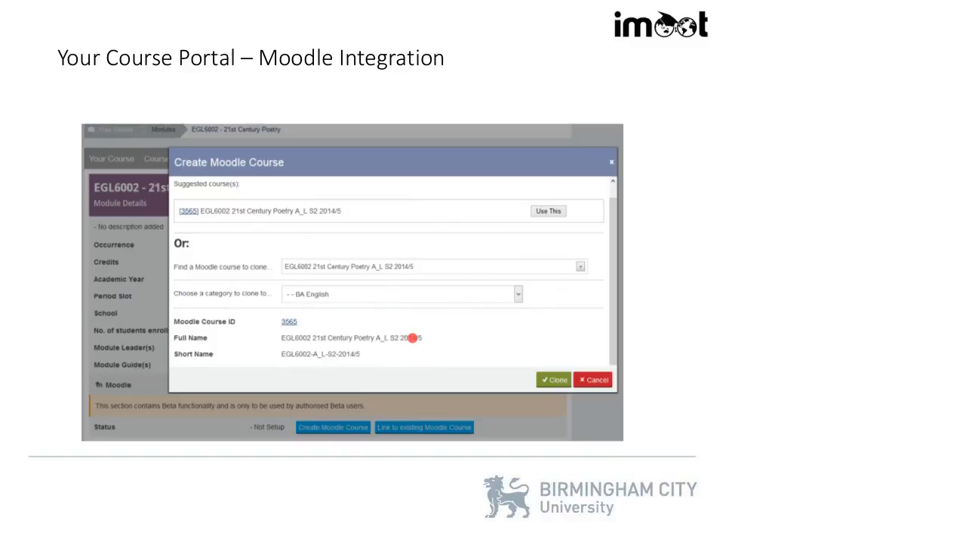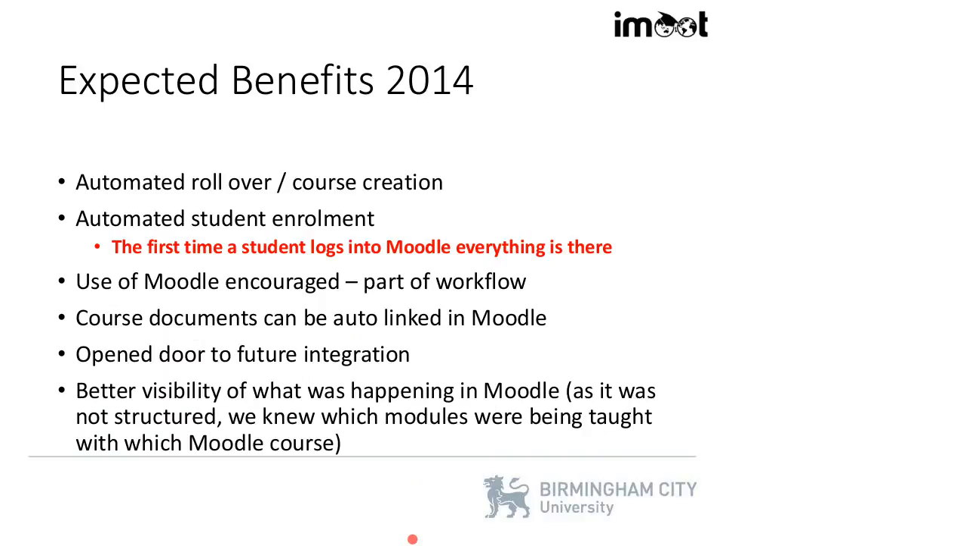So I'm getting the full name of the course and the short name out of Moodle. I can click here or here to actually view that Moodle course, and if I'm happy it's the right one, I click clone, and within about 20 minutes I will get an email back saying your course has been rolled over, here's the link, and you can go off and start working with your Moodle course. So it's a very quick process compared to having to manually back up and restore in Moodle.